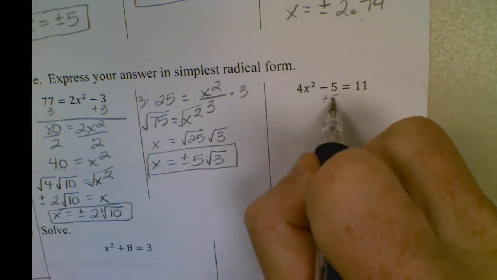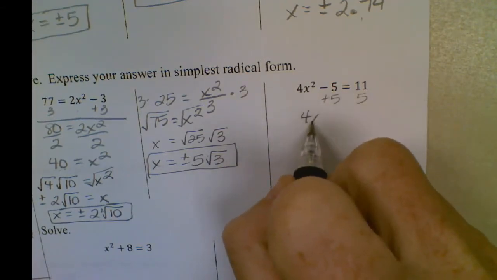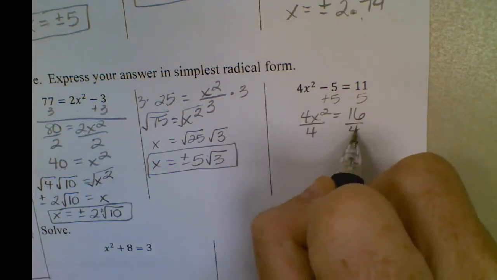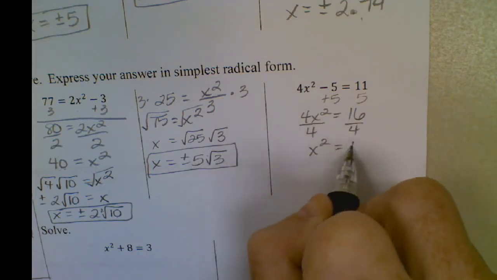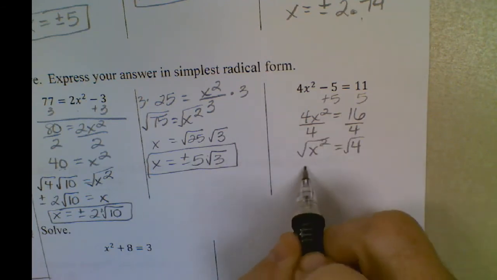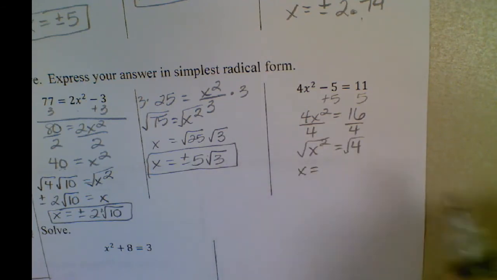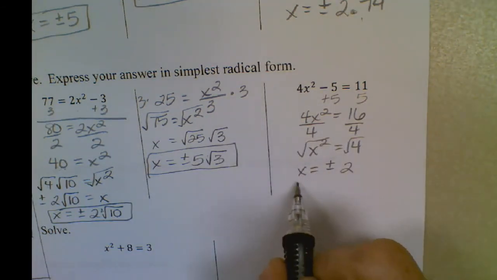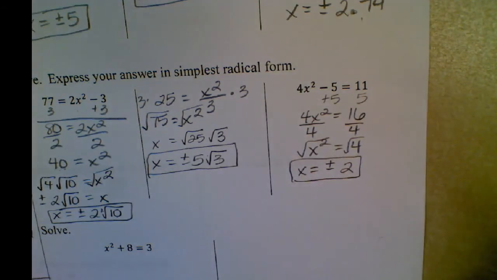So I'm going to add 5 to both sides. I'll get 4x squared equals 16. Divide both sides by 4. I get x squared equals 4. Now I'm down to the point where I can take my square root. So x equals, nice that that's a perfect square, makes life easy. So the square root of that would be plus or minus 2.